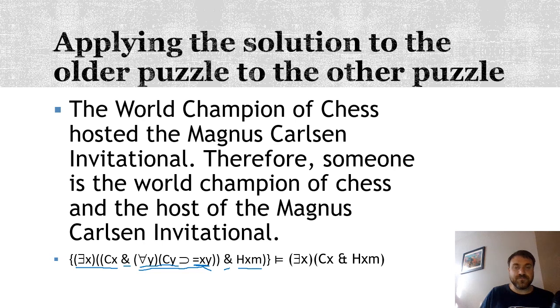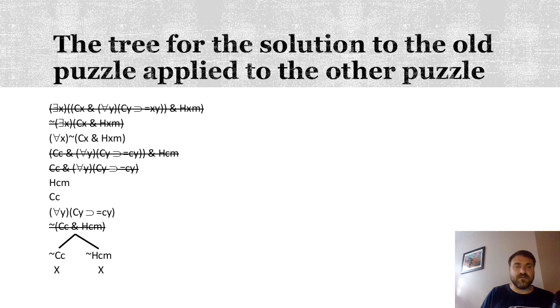So if that's all true, okay, that the world champion of chess hosted the Magnus Carlsen Invitational, the present king of France is bald, right? Same structure. Then that will entail that there exists some X such that X is the world chess champion and X hosted the Magnus Carlsen Invitational. Right? Okay, so let's see how that does if we put it on a tree. And happy times, the tree closes nicely, which means, of course, that we've proven that the inference is totally valid, that the entailment relation holds just fine.